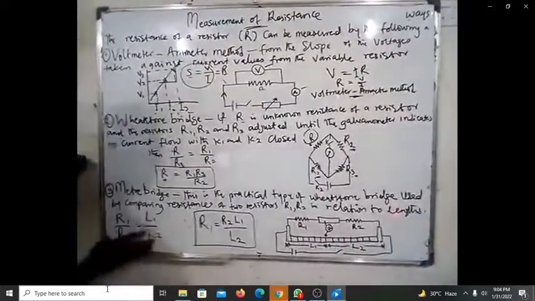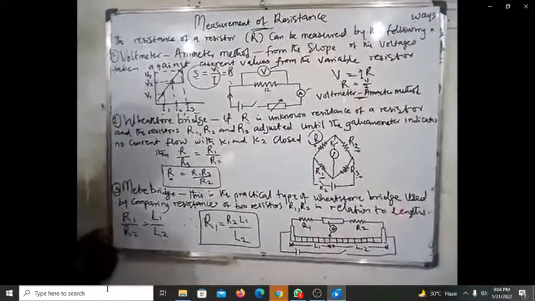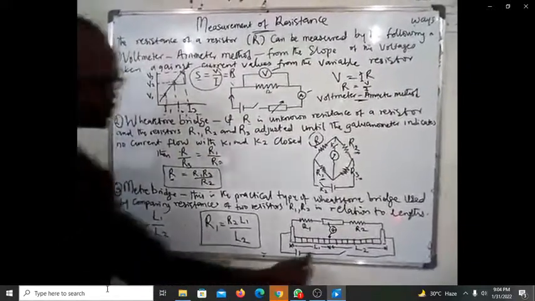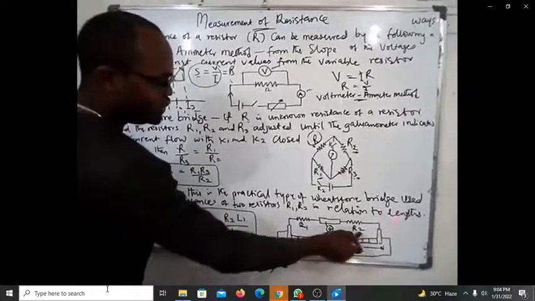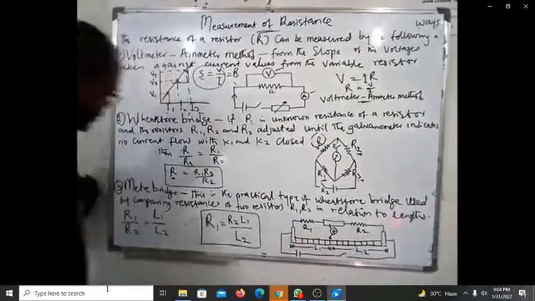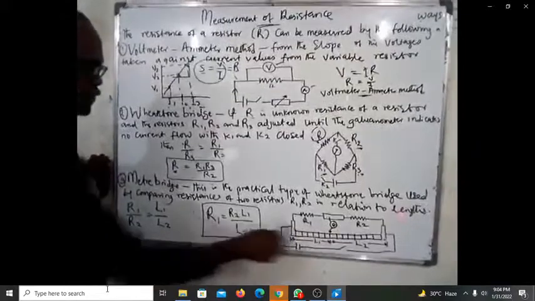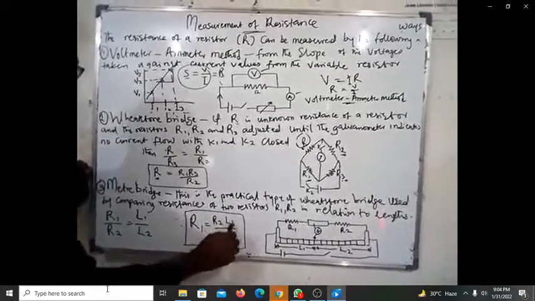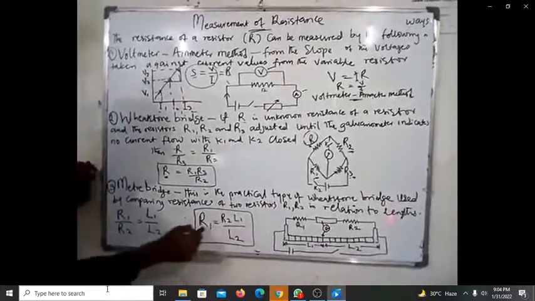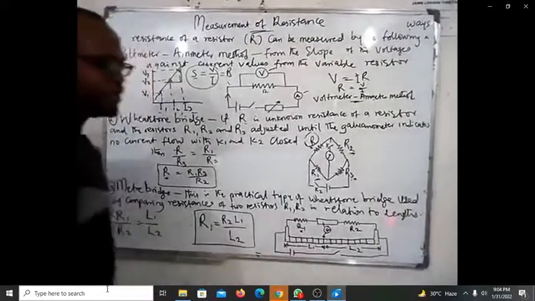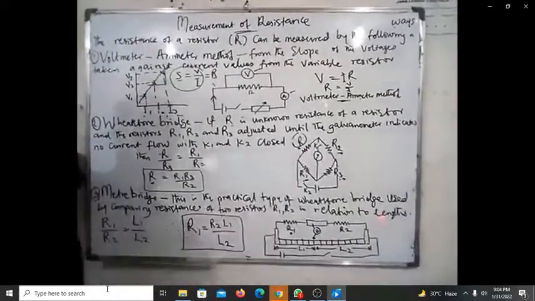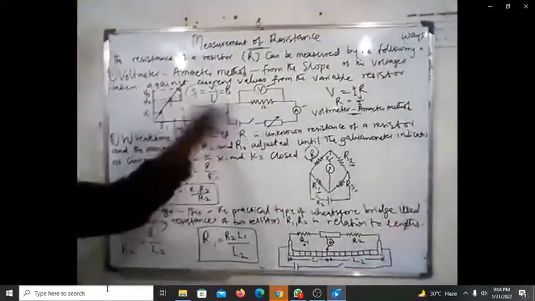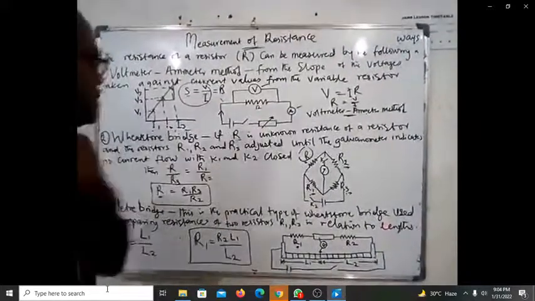Whenever you have a balance point, arrange this equation in this way: R1 over R2 equal to L1 over L2. Make R1, the one you're looking for, the subject of the formula. You will now have to solve the calculation of R2 L1 over L2. Once you find this, this is the one you're looking for. So you also use comparison to find this, unlike the voltmeter-ammeter method, where you use plotting of a graph and picking readings of the voltmeter and the ammeter.